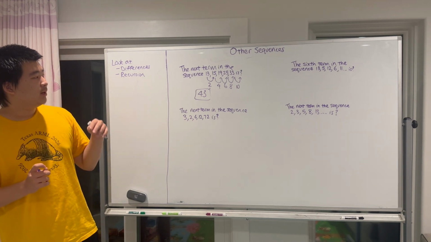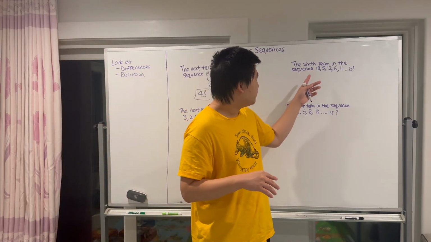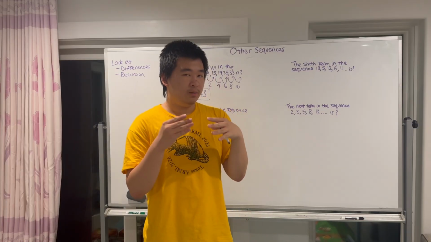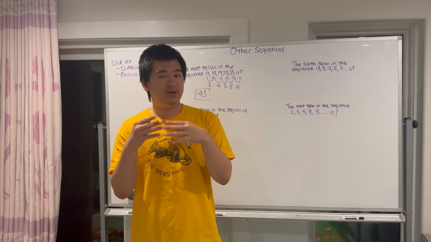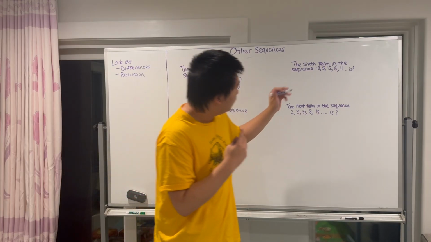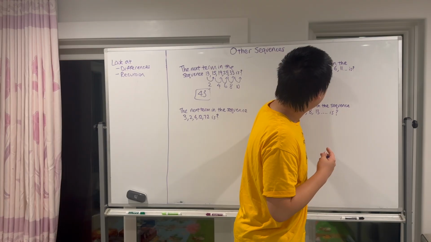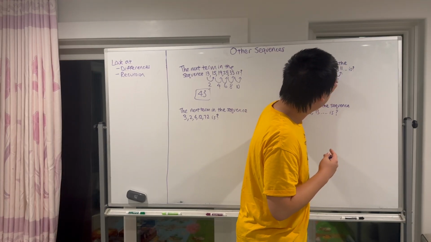Okay, next problem. Once again, we see the terms 13, 5, 12, 6, 11. Once again, one of the first things we should think about is looking at the differences. So let's see what happens if we look at the differences in this one. We're going to get 5 minus 13 is negative 8, 12 minus 5 is 7, 6 minus 12 is negative 6, and 11 minus 6 is 5.